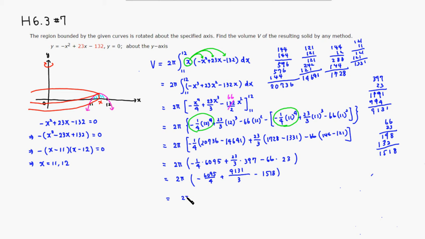Right, so 2 pi. Right, so let's do the common denominator. So this is going to be, let's do 12. Common denominator is 12, so I'll put 12 there. So we have to multiply 6,095 times 3. Right, 15, 27, so 28, and 0, so it's 2, and 18, right? So 18285, and with the negative sign, right?